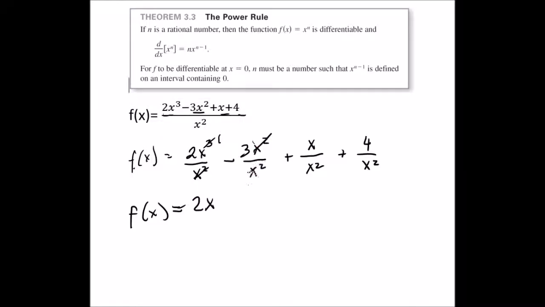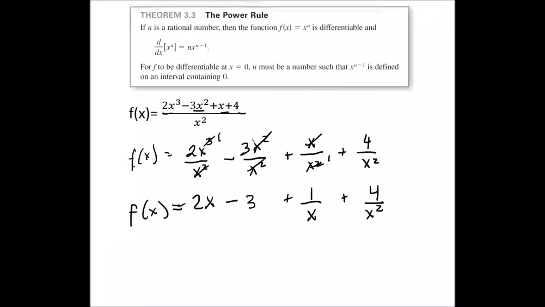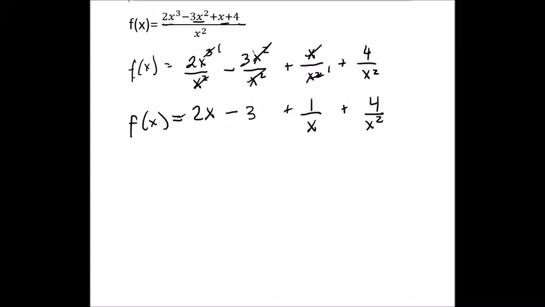Here the x squared is canceled, and I'm just left with a minus 3. One of the x's on top cancels with one of the x's on the bottom, and I'm just left with 1 over x. And on the last part, nothing cancels, so I'm left with 4 over x squared. All right, so I'm still not ready to take the derivative of this function. I want to simplify the last two terms here, so we still have this function. The 2x stays the same. Minus 3 stays the same. 1 over x.